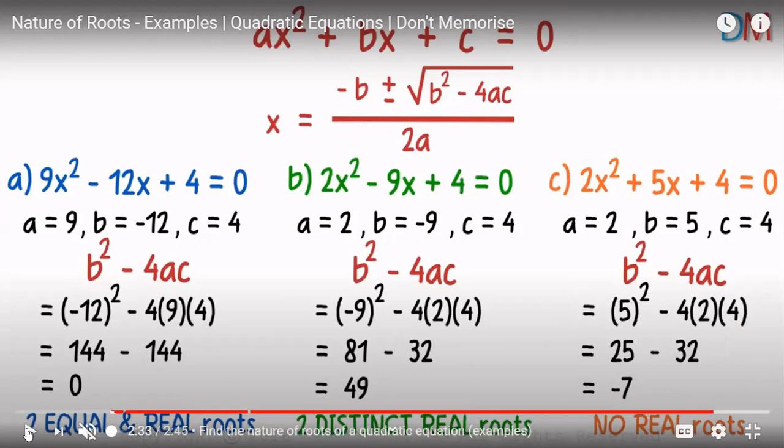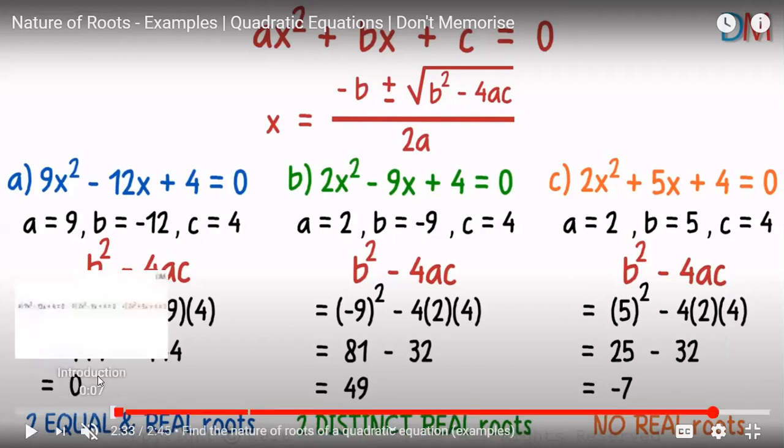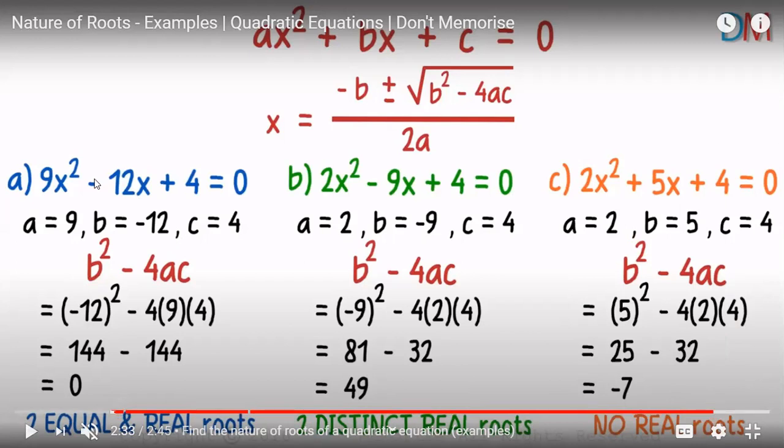So the nature of root will decide: if the discriminant equals to 0, the equation has two equal roots. If the discriminant b square minus 4ac equals to 49, which is greater than 0 or a positive number, the equation contains two distinct real roots. Or if the discriminant of the equation is less than 0, a negative number, no real number satisfies the given condition. Both roots are real in the first two equations, but in the last equation, the nature of root is complex.